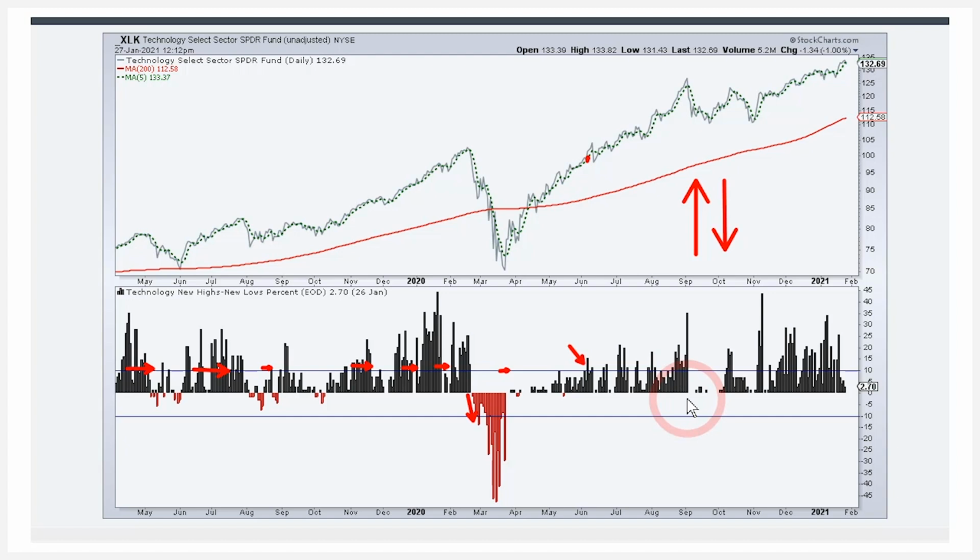Now keep in mind, these are trend-following type indicators, and that's why they're going to have a little bit of lag.